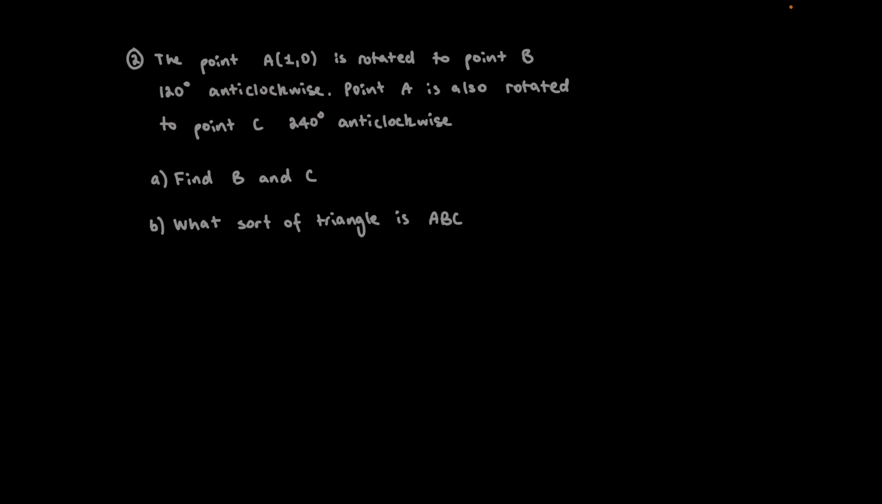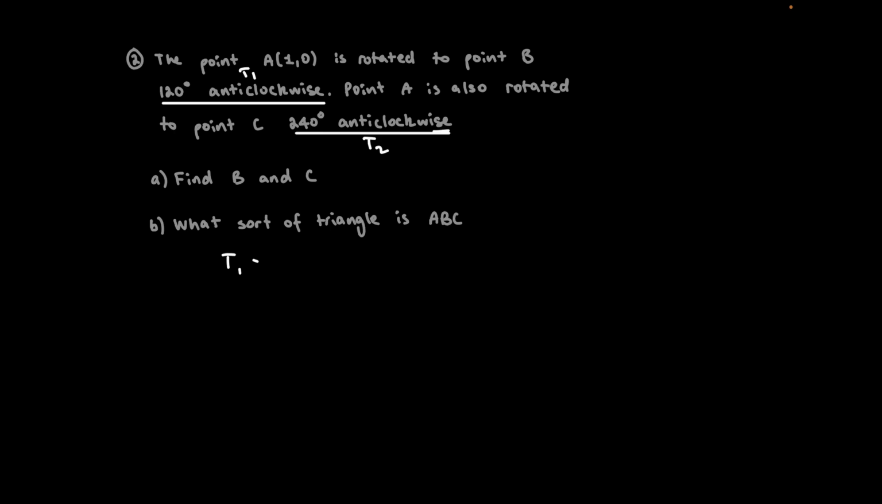I'm going to call this transformation T1, and point A is also rotated to point C by 240 degrees. I'm going to say this is T2. So let's first work out T1.